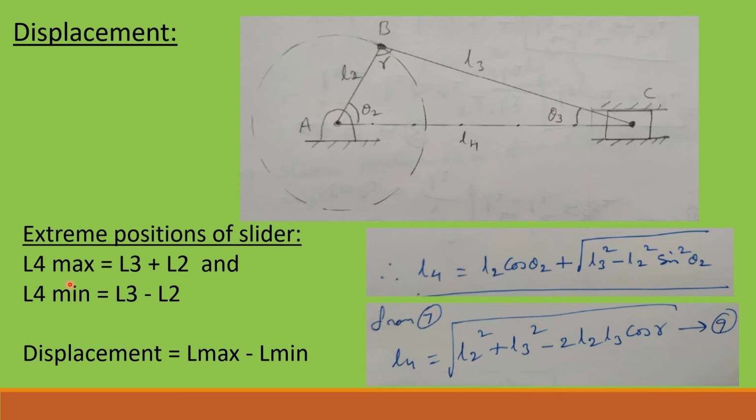Now let us find maximum and minimum positions of slider. Maximum position of slider will occur when theta 2 equal to 0. So L4 max equal to L2 plus L3. Now minimum position will occur when theta 2 is 180 degrees. So in that case L4 equal to L3 minus L2. Now the displacement is L max minus L minimum.